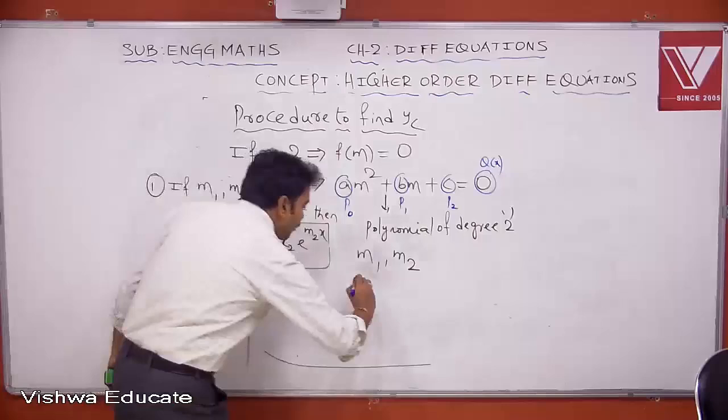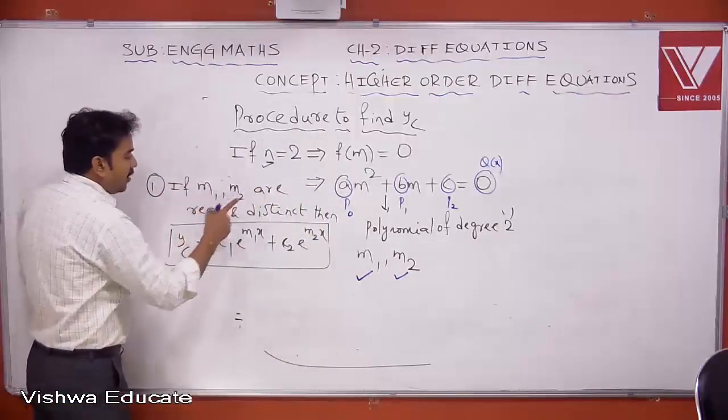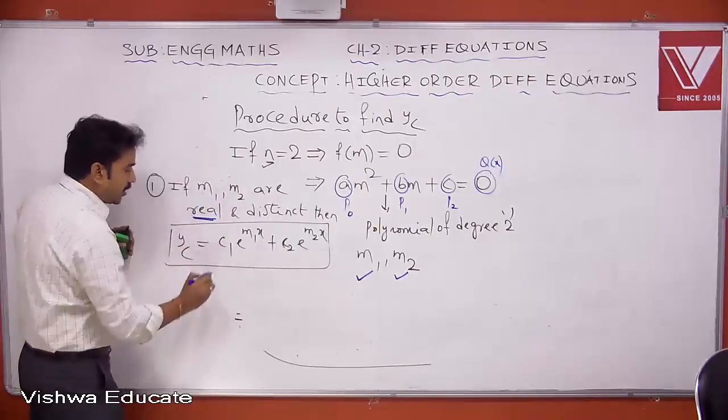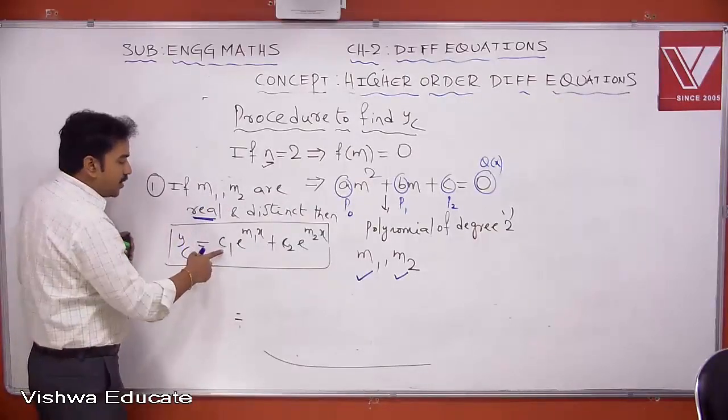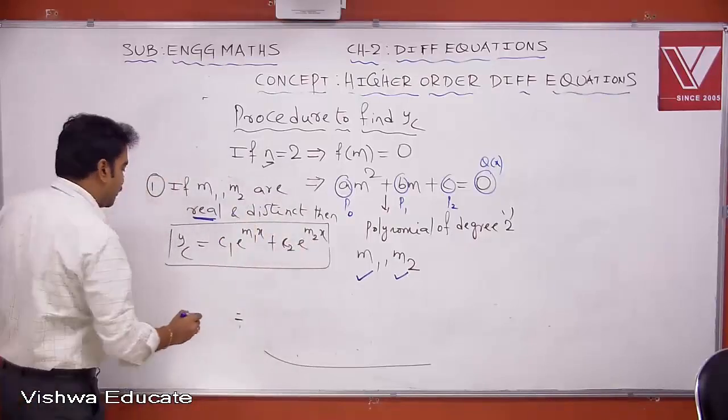When you solve this equation, we get 2 roots m1, m2. If both the roots are real and distinct, then my yc will be like this: c1 into e power m1x plus c2 into e power m2x.